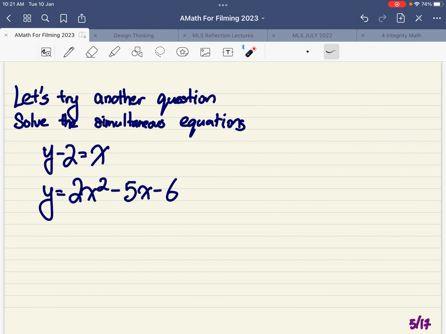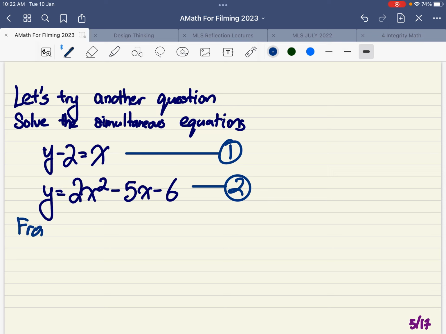Okay, now let's just try another question here. So another question here is this. Similarly, I will label my equations as 1 and 2. So from equation 1, what I'll get is y equals x plus 2. Okay, this will give me equation 3.